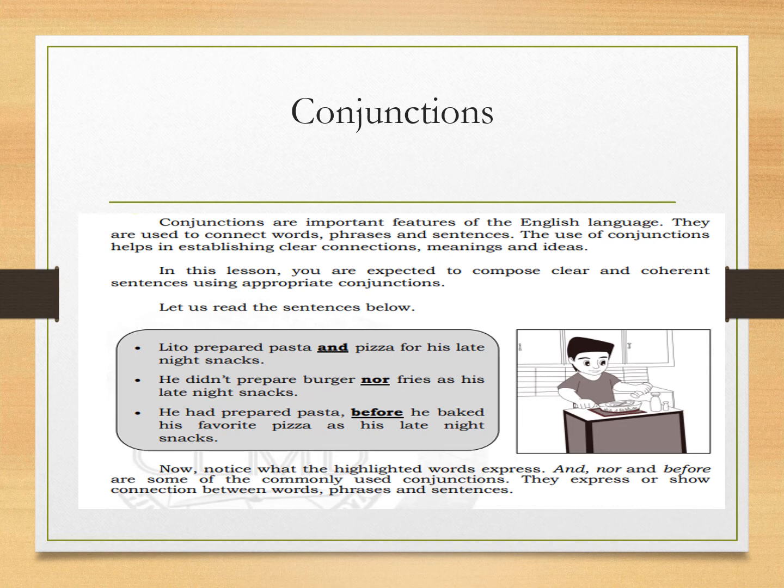So now, let's move on to conjunctions. Conjunctions are important features of the English grammar or English language. They are used to connect words, phrases, and sentences. The use of conjunctions helps in establishing clear connections, meanings, and ideas. In this lesson, you are expected to compose clear and coherent sentences using appropriate conjunctions.